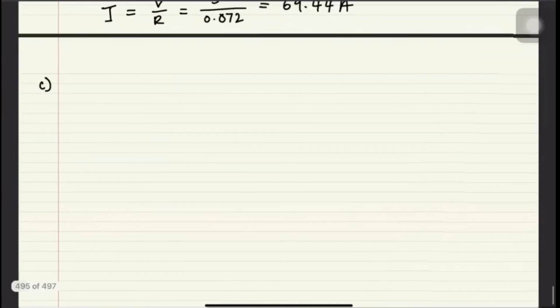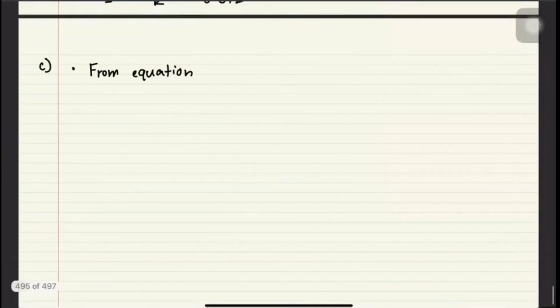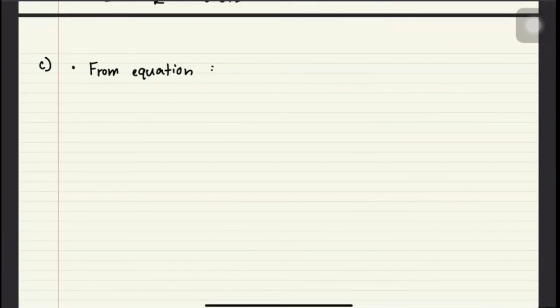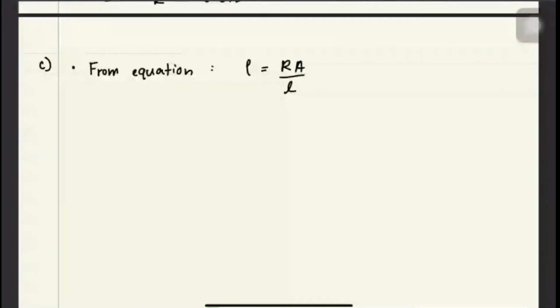Cara nak jawab dia, I show you in case kamu dapat such questions and they ask you to explain. So when they say explain, you have to give reasons lah. So the first thing is that you can pick any formula from equation that normally you will like to relate between L dengan R. So one equation yang ada L dengan R is rho equals to RA over L.